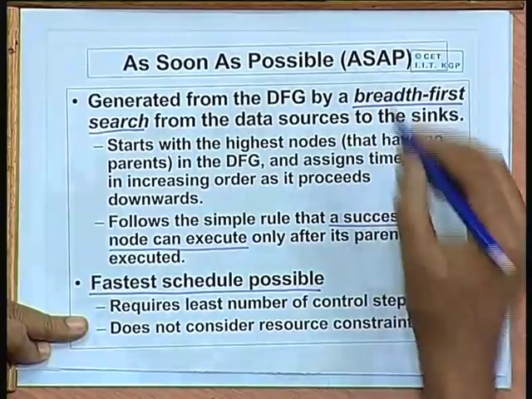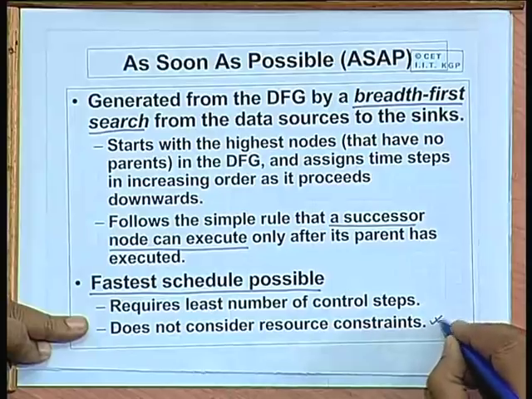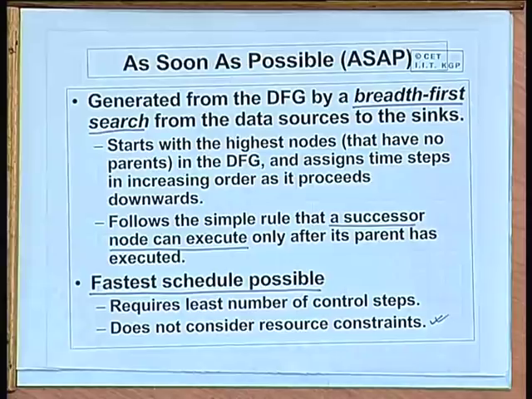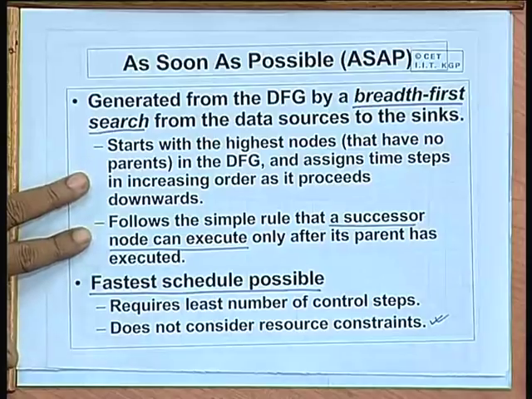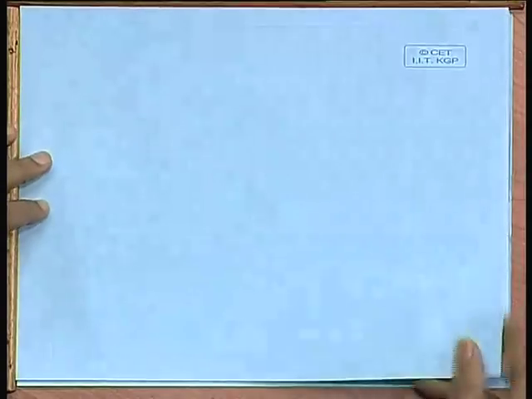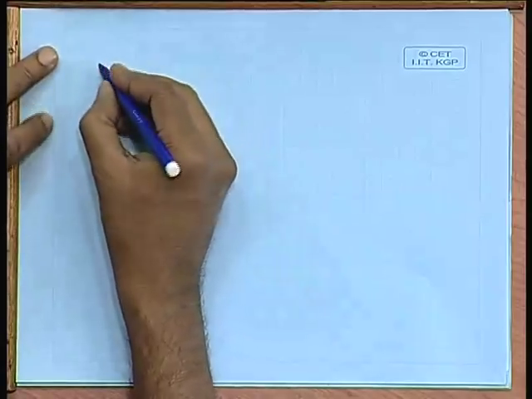But as I told you, this classical version of ASAP does not consider any resource constraints. You assume that an infinite amount of hardware is available to you. Okay. So, let us take an example to illustrate what this ASAP scheduling looks like. So, we are not taking the HAL example, let us take a simpler example which will be easier for us to illustrate.